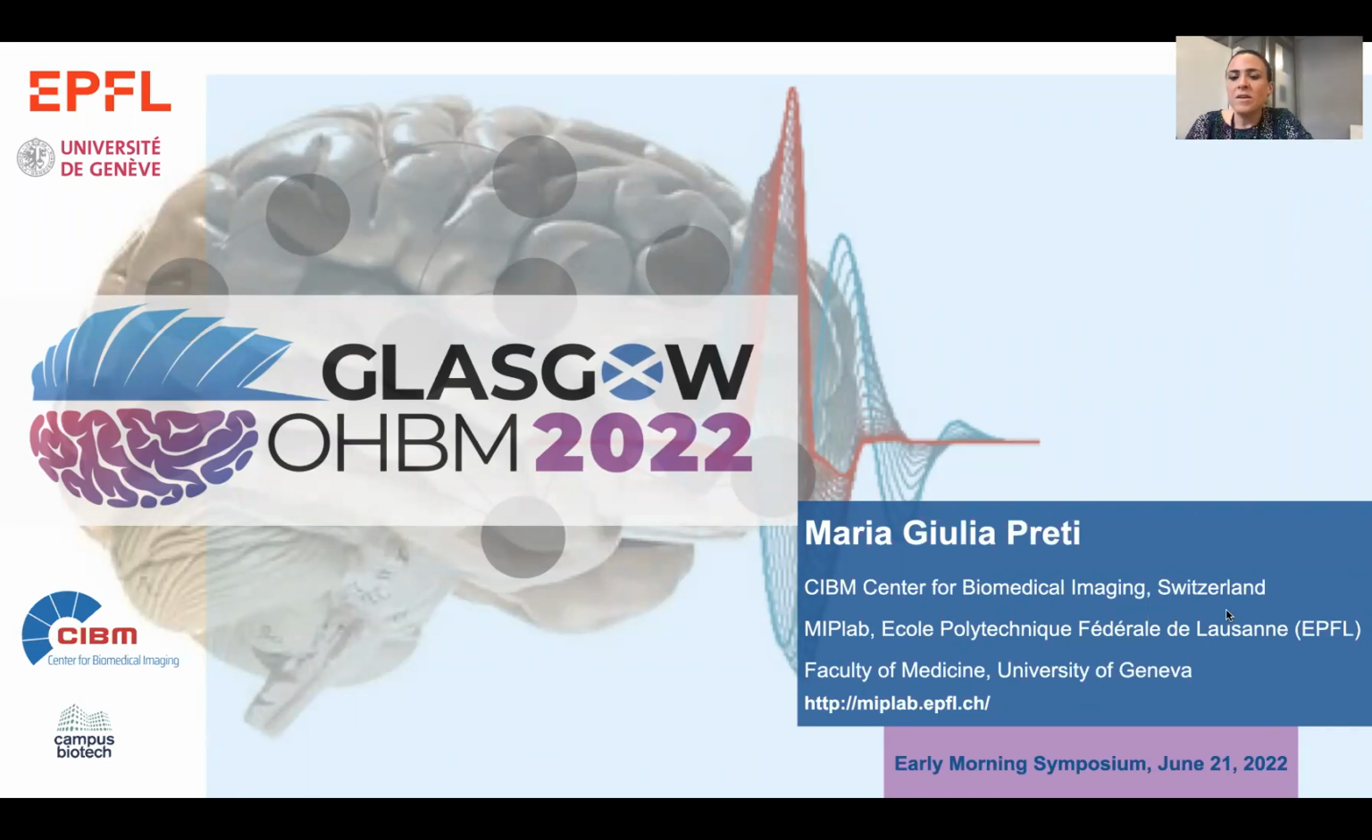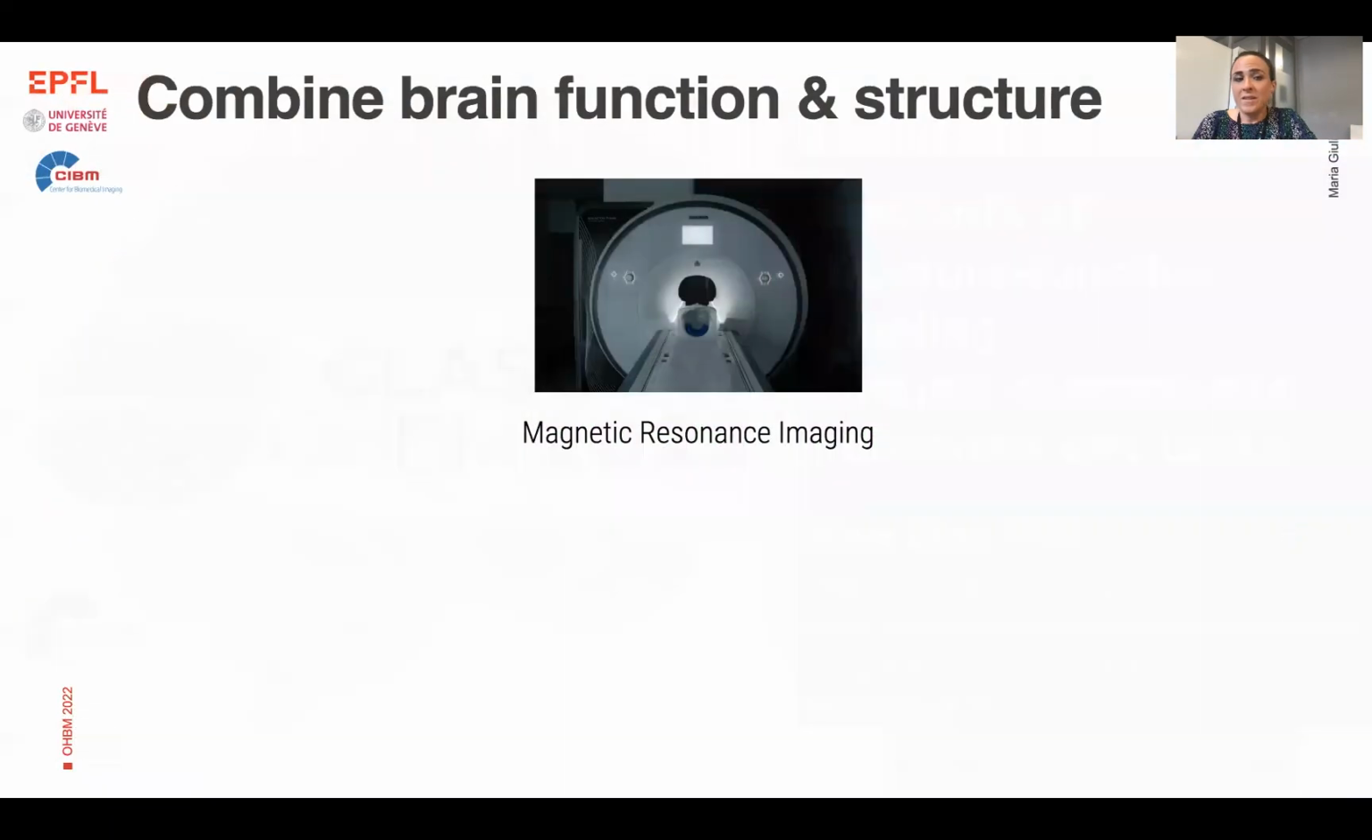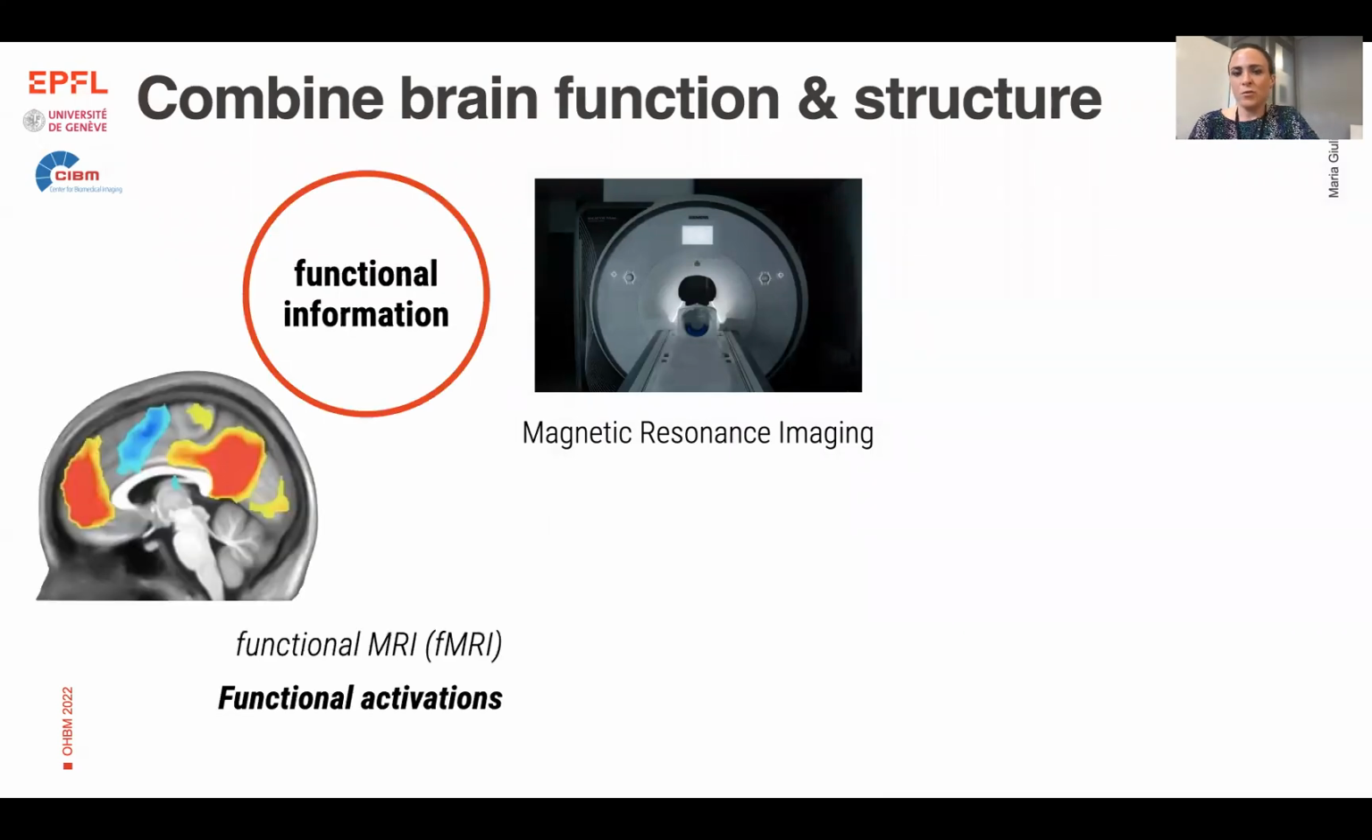In this talk, I will give you an overview of how you can use graph signal processing in order to integrate the information about brain function and structure. Indeed, you know that from magnetic resonance imaging, just changing the parameters of the acquisition, we can retrieve two types of information in particular that we are interested in.